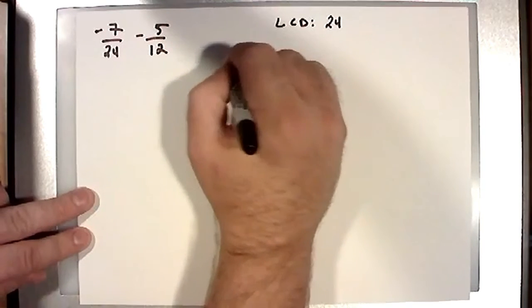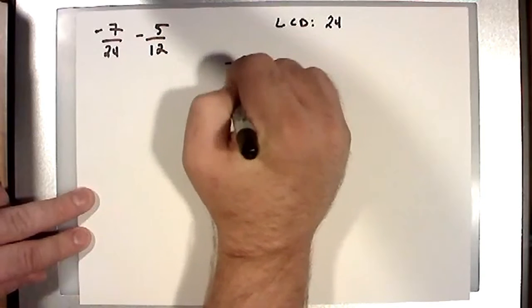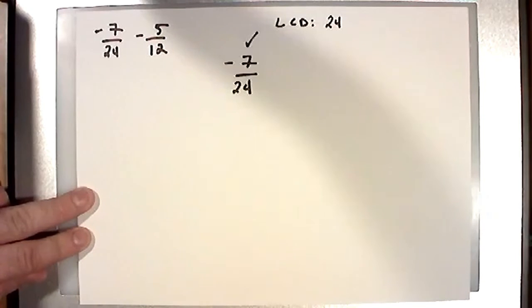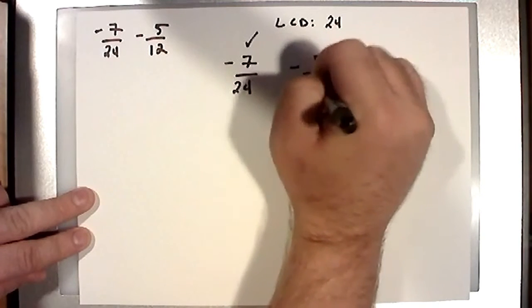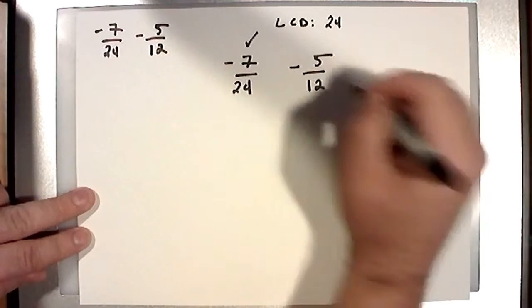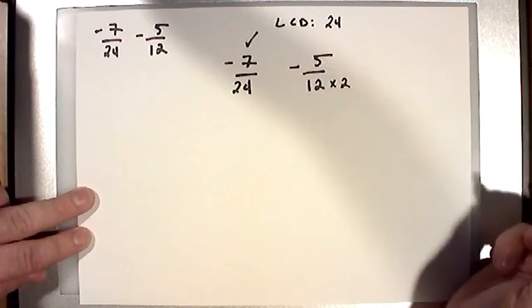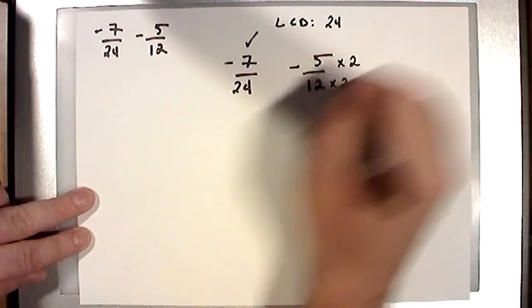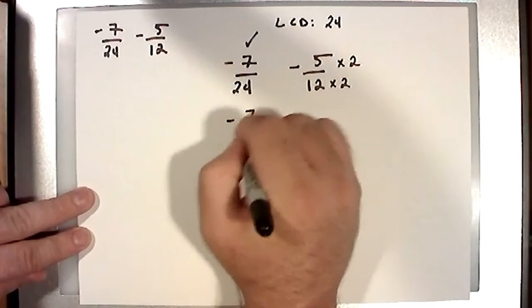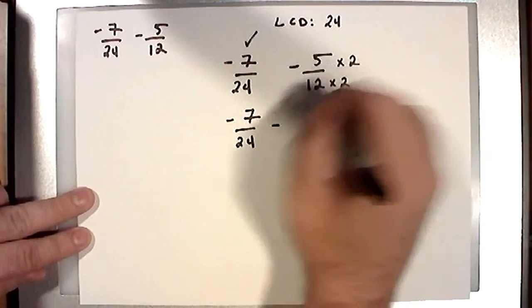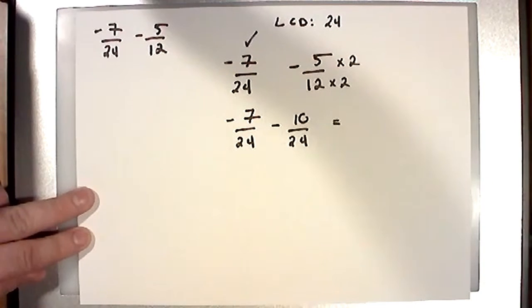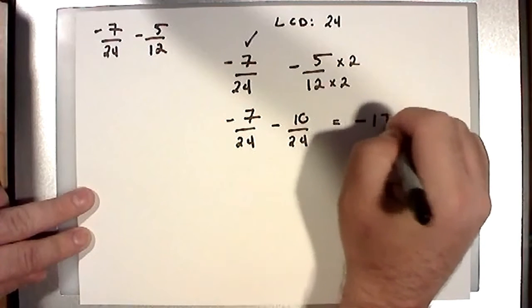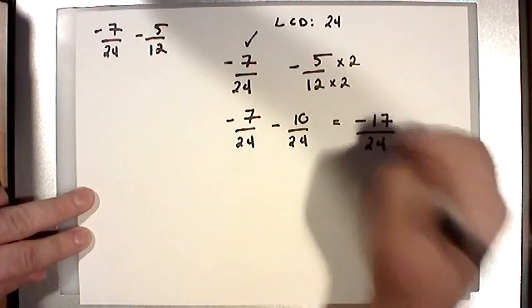So once again, we have a scenario where the first fraction is already good to go. I don't need to mess with it. It's already got the common denominator I want. It's this one over here I need to be a little bit careful with. I want this one to have a denominator of 24, so I'm going to multiply by 2 down here. What you do to the bottom, you do to the top, which gives me -7 over 24 minus 10 over 24. Once the denominators are the same, all the work's done basically. -7 minus 10, they're both negative, so we add them together, keep it negative: -17 over 24.